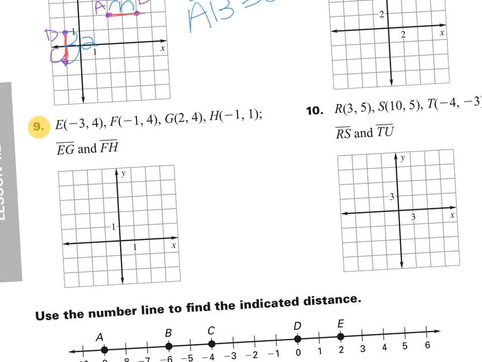Number 9, E is (-3, 4). F is (-1, 4). G is (2, 4). And H is (-1, -1). And it wants you to compare EG and FH. So EG goes from negative 3 to 2, 1, 2, 3, 4, 5 units. And FH goes 1, 2, 3 units. So these are not congruent.